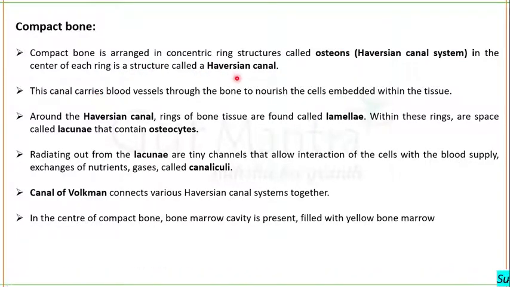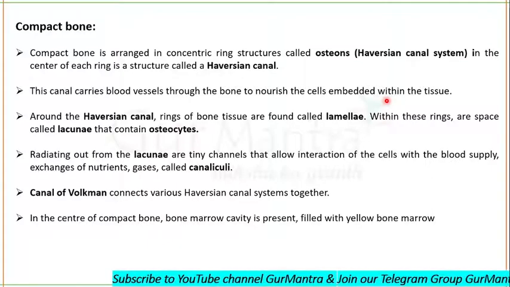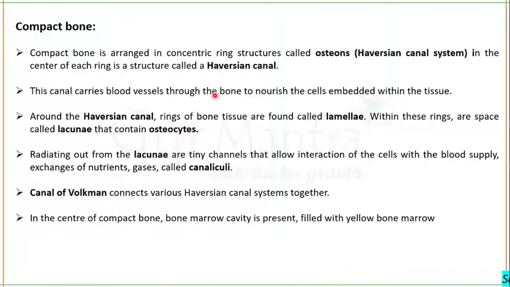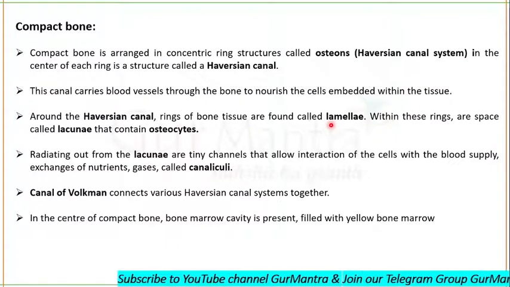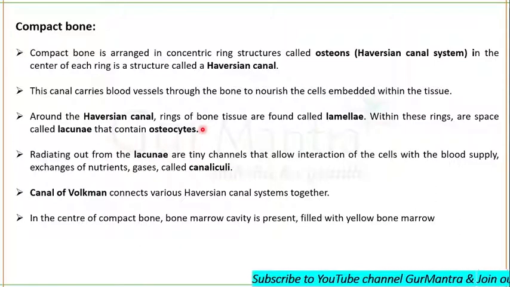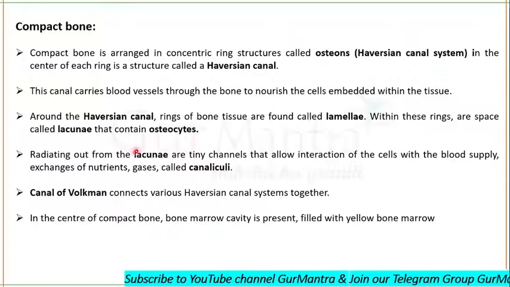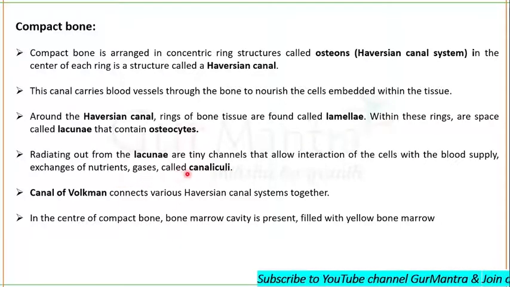Now, what is the function of this Haversian canal? This Haversian canal carries the blood vessels through the bone to nourish the cells embedded within the tissue. Around the Haversian canals, rings of bone tissue are found, called lamellae. Within these rings, the space is called lacunae, and the lacunae consist of osteocytes. Radiating out of these lacunae are tiny channels called canaliculi, which allow interaction of the cell with the blood supply and exchange of nutrients and gases.